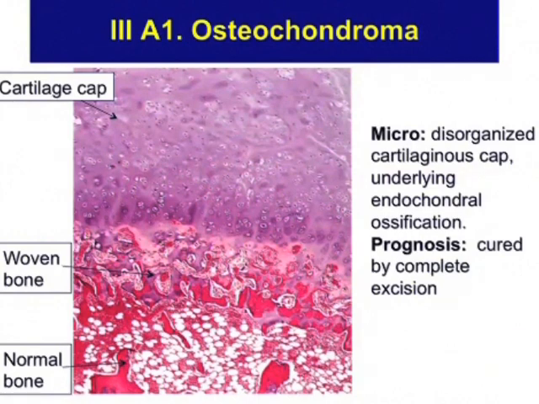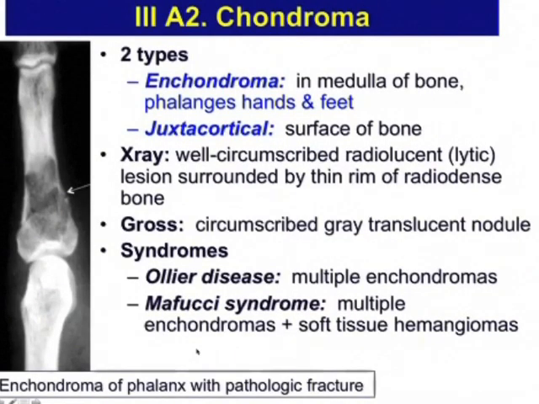So for a test, I would never give you just a histology view. You're going to get history. You will probably get an X-ray. So you're going to put all of that together. The cartilage is not atypical, which is how you're going to tell that this is not osteosarcoma. So chondromas are another benign tumor of cartilage. There are 2 types of chondromas.